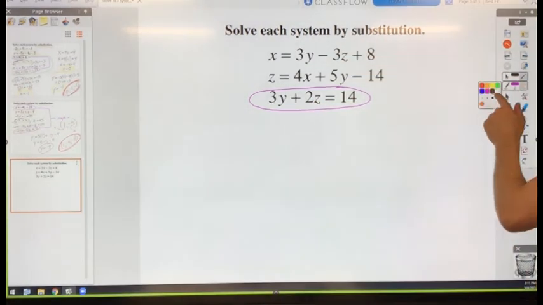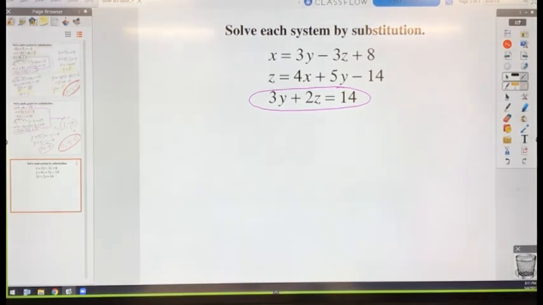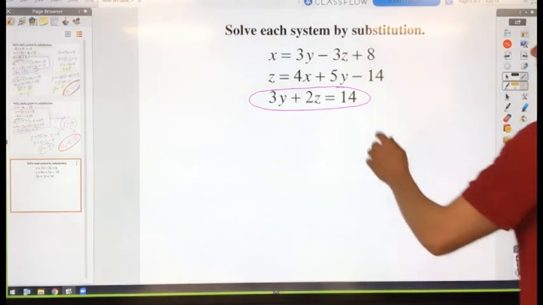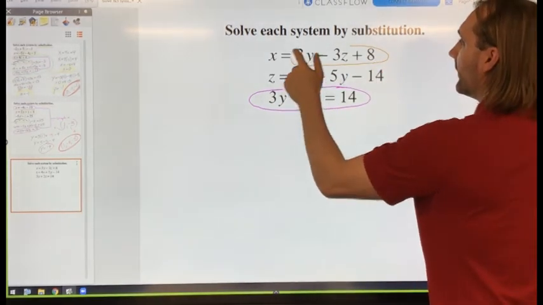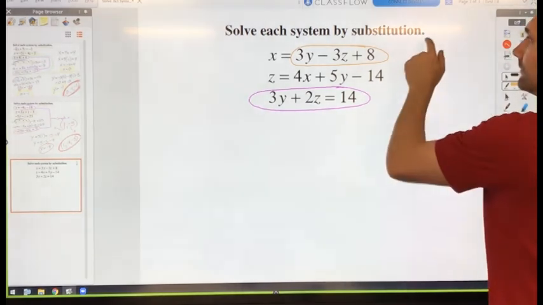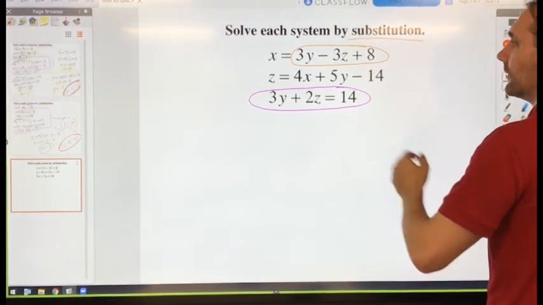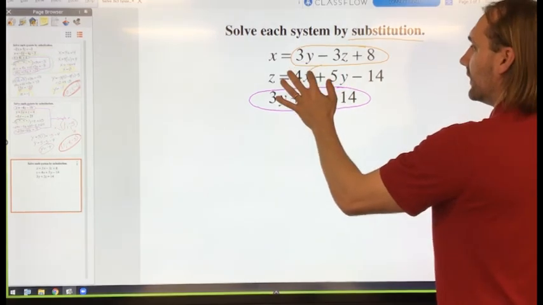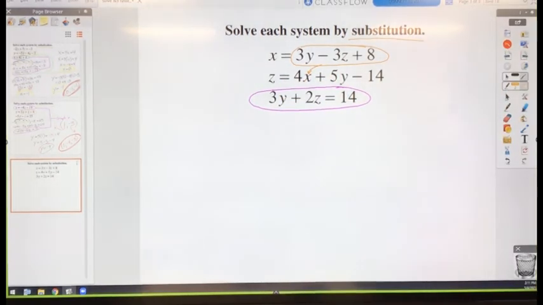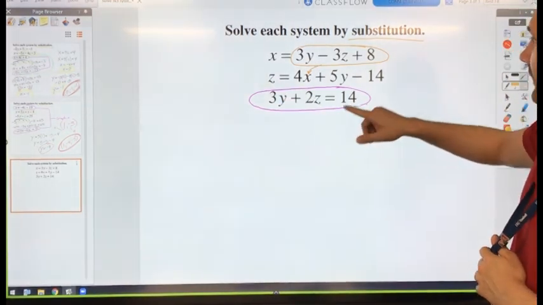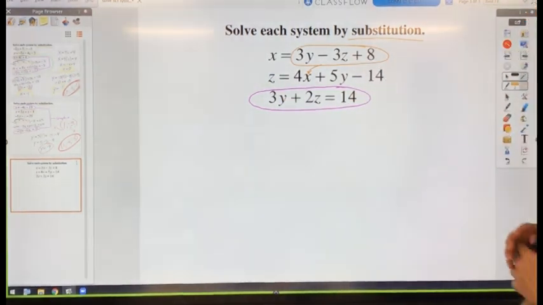How can you pull that off? Top one? You're going to use the top one to do what? Substitute, right? Substitute it into the other one, right there. If I plug that in, look how it gives me an equation that's y and z. And another y.